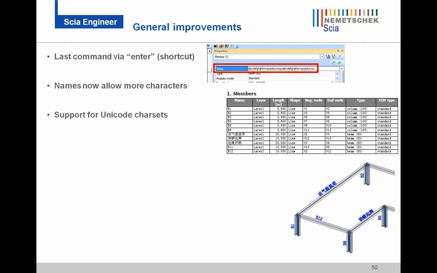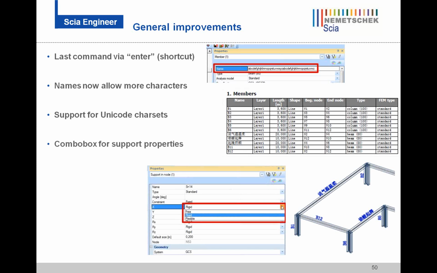Then support for Unicode character sets. This is very important with our globalization in mind. So we will be or we are already present in Asian markets. There the descriptions or the denominations are a little bit different, and you now have the possibility to use, for instance, Korean or Chinese character sets in both the tables and the model.